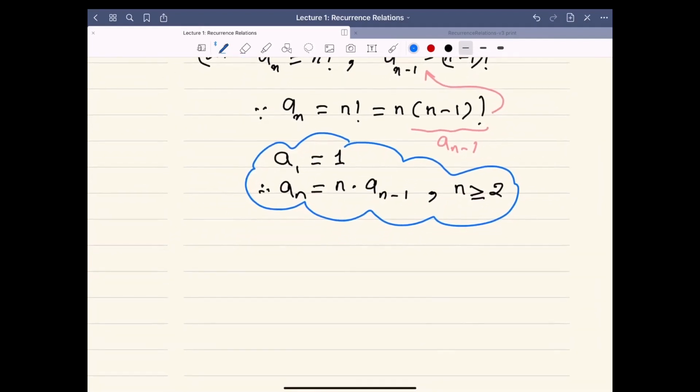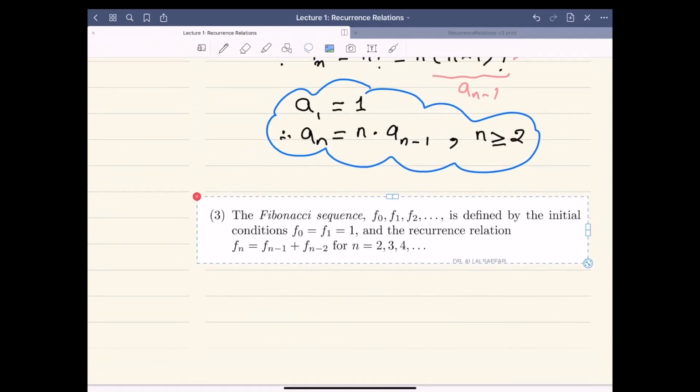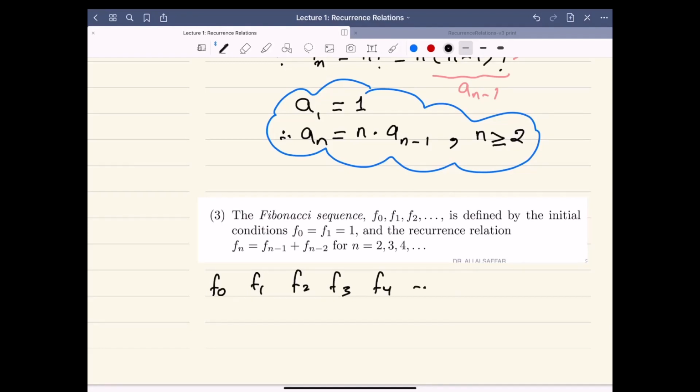The third example is a very famous sequence called the Fibonacci sequence. I will copy it and take it to our notebook. How do we describe it by numbers? We start from index 0 and index 1, so we have f0, f1, f2, f3, f4, and we continue. The first two values are equal to 1. For any number in the sequence, you take the two immediately previous values and add them together. The previous values for f2 are 1 plus 1, so the answer is 2.